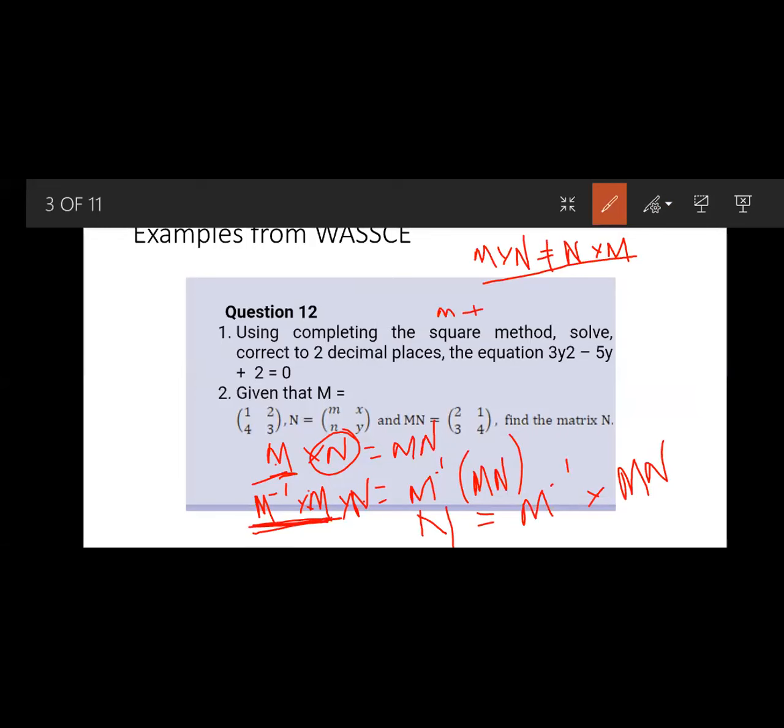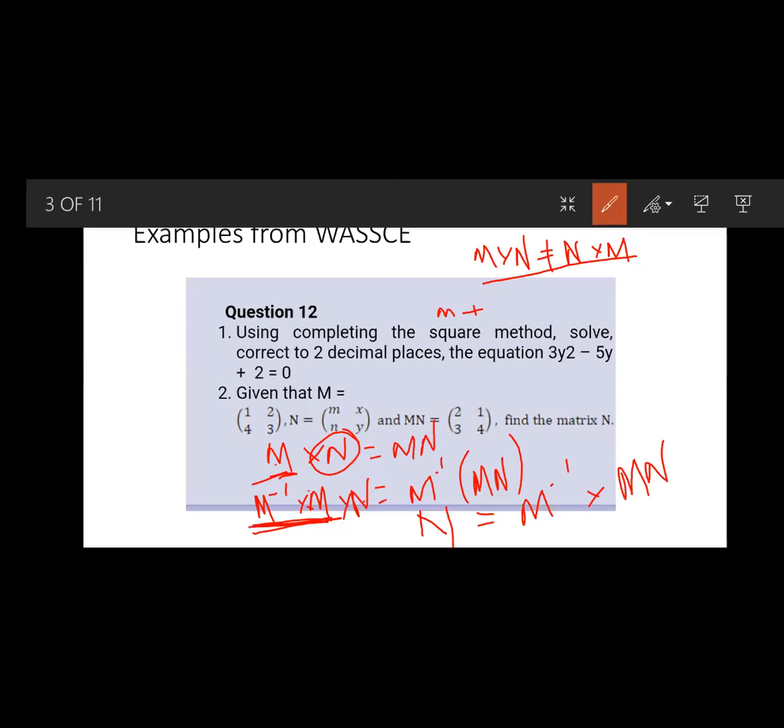But it will give you simultaneous equations. And the solution of simultaneous equations is also done using what? Matrices. Because you can use matrices to solve simultaneous equations. So it's not better for you to go and expand it like that.